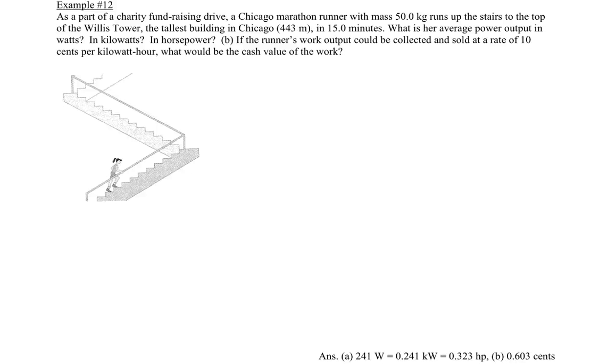Welcome to example number 12. We have a marathon stair climb. So we have a Chicago marathon runner who's running up a set of stairs. She has a mass of 50 kilograms. And she's running up the Willis Tower, the tallest building in Chicago.